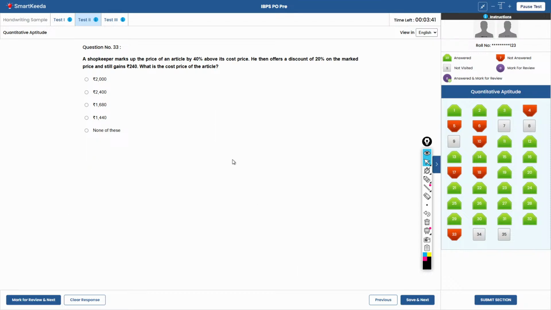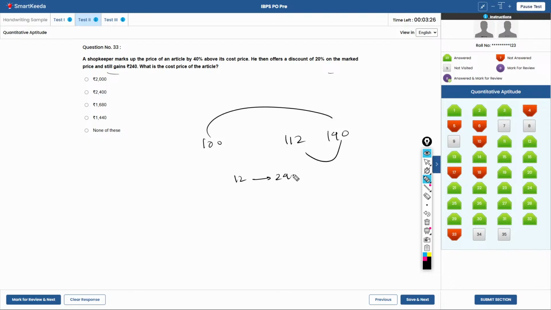A shopkeeper marks an article 40% above its cost price. Then he offers 20% discount on the mark price, okay, and still gains 240. So this 12 is 240. So cost is required. So 2000.